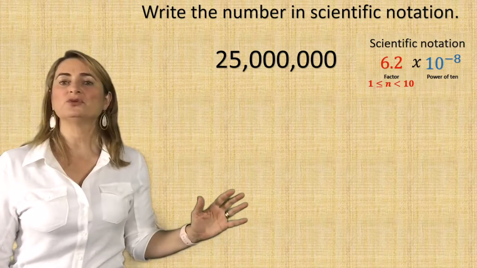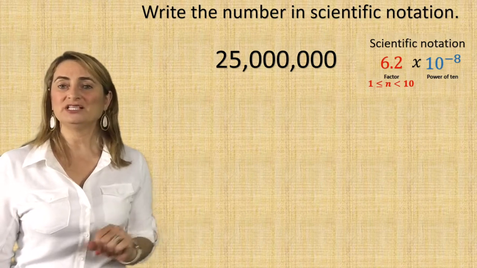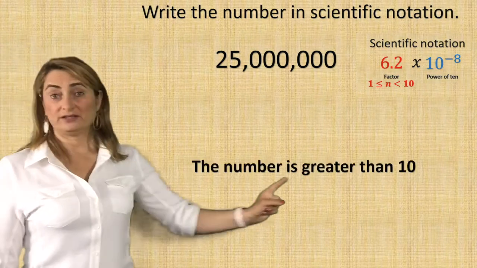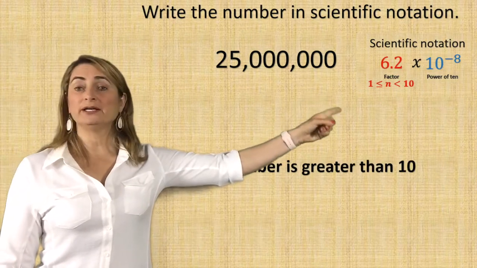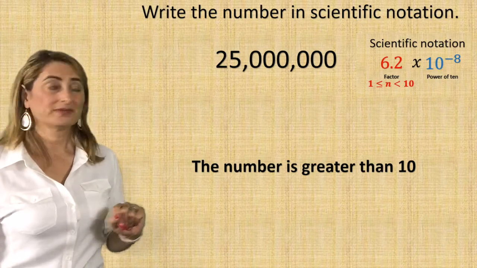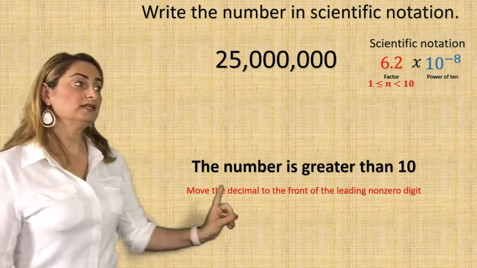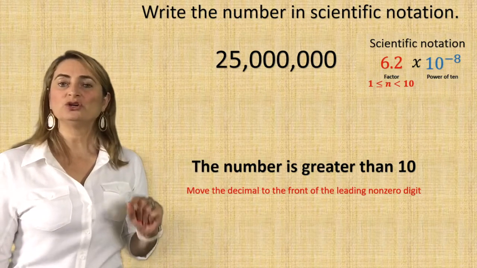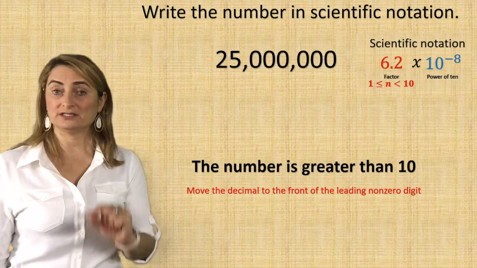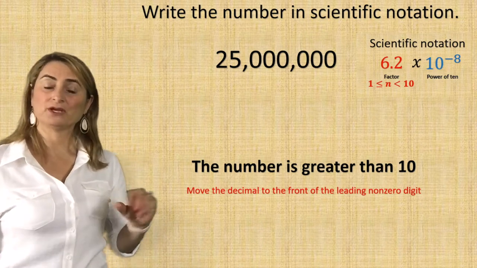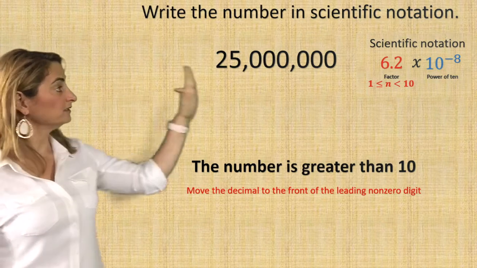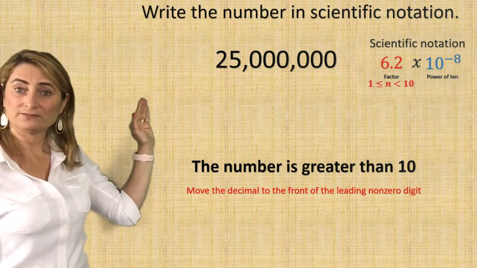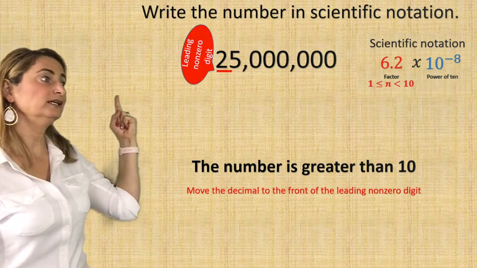I don't want to confuse you with going left and right, but follow those easy steps and you will never get it wrong. The number is greater than 10, so I need it between 1 and less than 10. Which means you need to move the decimal to the front of the leading non-zero digit. So look for the leading non-zero digit and underline that number. We read the numbers from left to right. So what's the first digit that is not 0? It's the 2. So this is the leading non-zero digit.